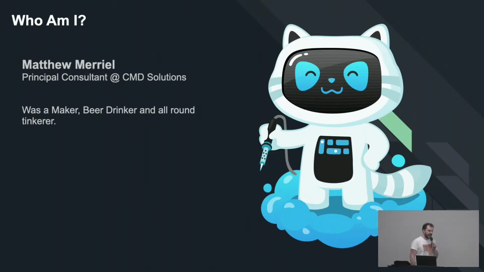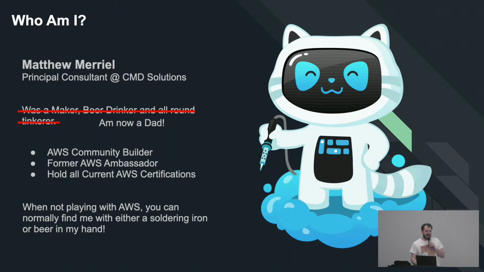Starting off with who I am, for those of you who don't know. Principal consultant at CMD, been there about 5 months now. Spoken here a bunch, on the organising committee, etc. Was a maker, beer drinker, tinkerer, like to build things, play with things. I am now a dad and don't do all of that. Community builder, former ambassador. If I've been at CMD for 5 months, I guess that means I'll be reapplying in about 30 days for the ambassador thing.